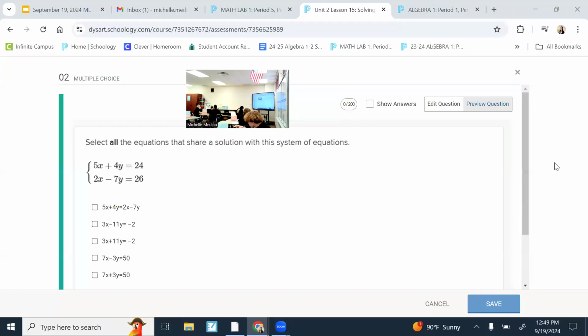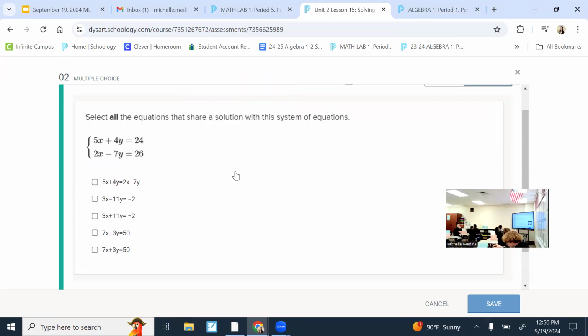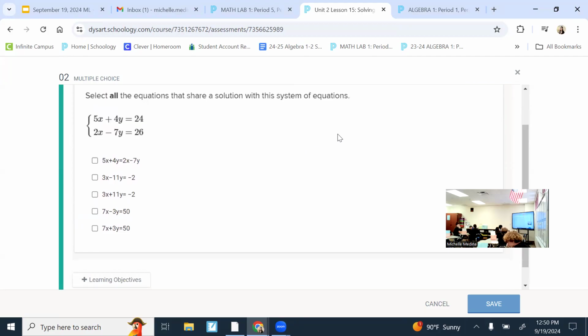We are on number 2 of lesson 15, part 2. I know, sorry, long title. It says select all equations that share a solution with this system of equations. And since we are in the elimination lesson, I am gonna solve it with that method. But really, if you were taking a test and you wanted to just do whatever method was fastest, then I probably would say Desmos is a good bet. But first we need to find the solution to this system.